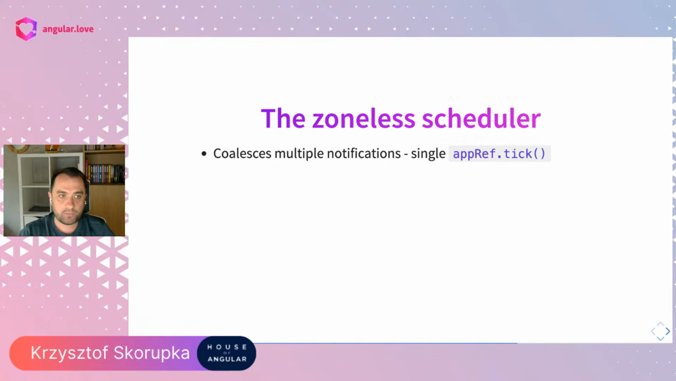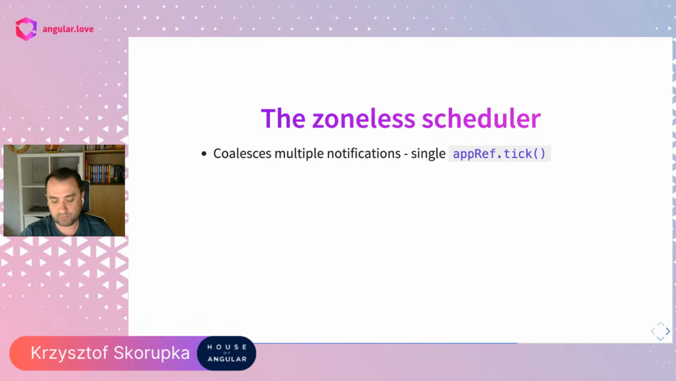You might also be wondering if this Zoneless scheduler is not scheduling too many change detection runs, right? Because, as I said, when the state changes, it calls this notify method, which in turn will schedule change detection. But that's not the case. They are collected together.